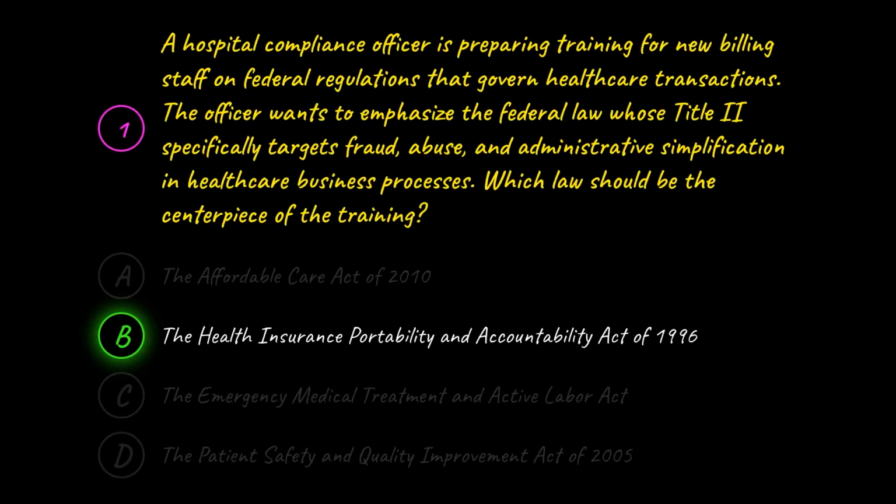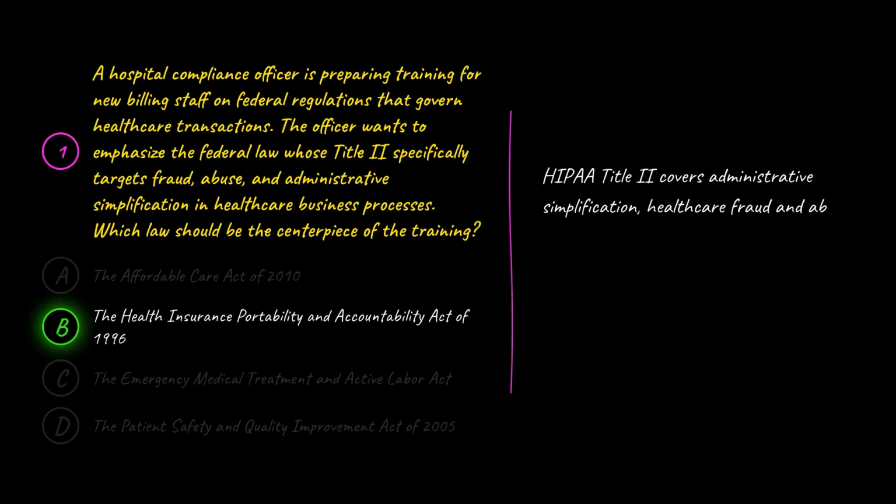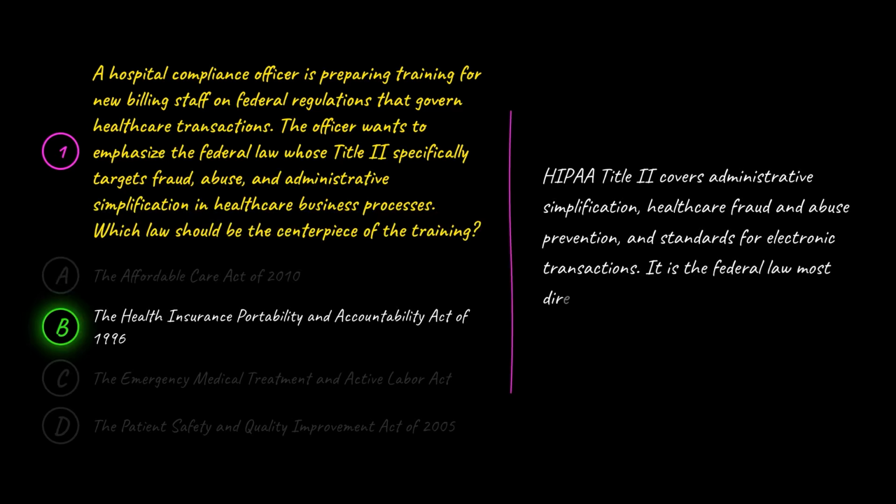The correct answer is B. The Health Insurance Portability and Accountability Act of 1996. B is correct because HIPAA Title II covers administrative simplification, healthcare fraud and abuse prevention, and standards for electronic transactions. It is the federal law most directly aimed at streamlining and protecting healthcare business processes.